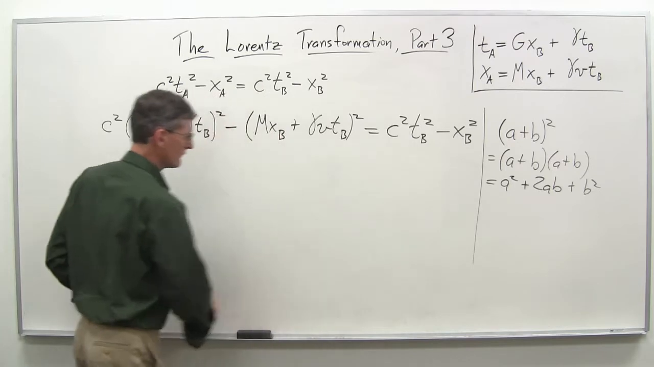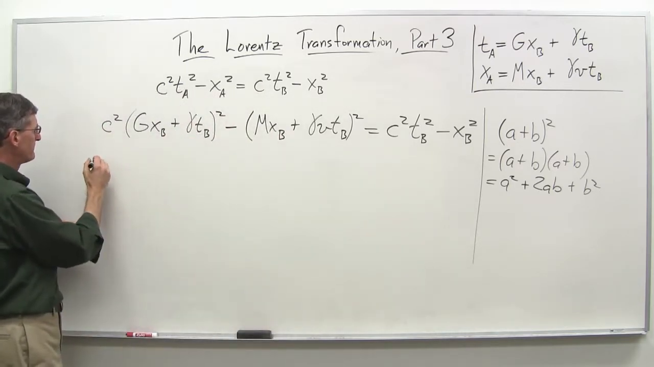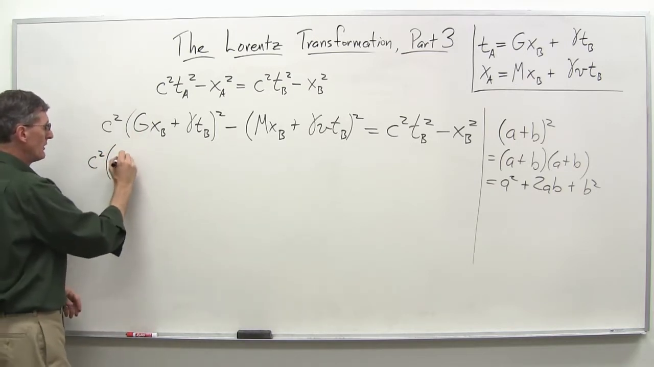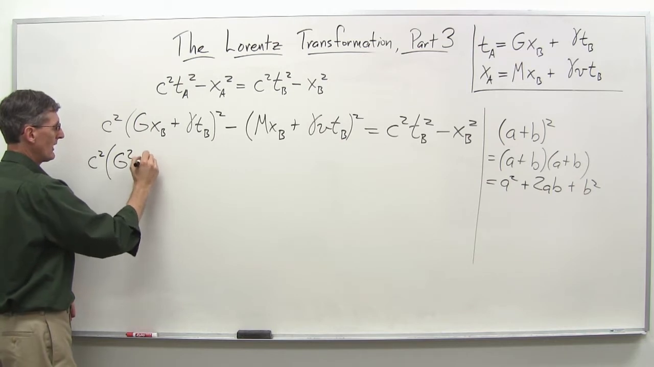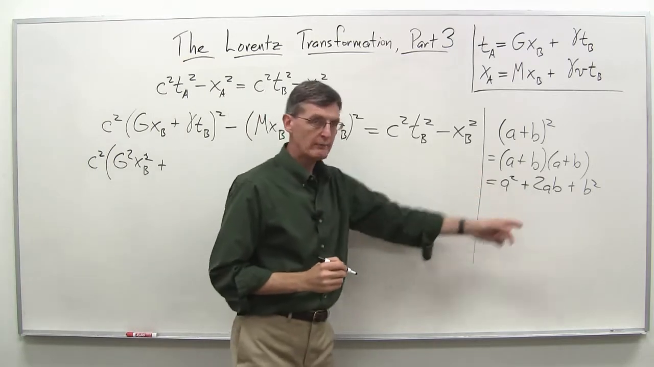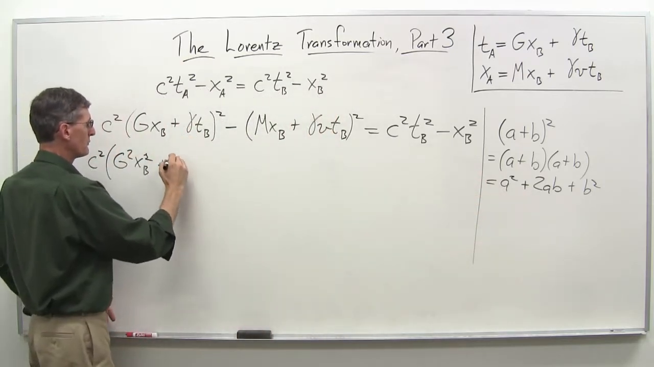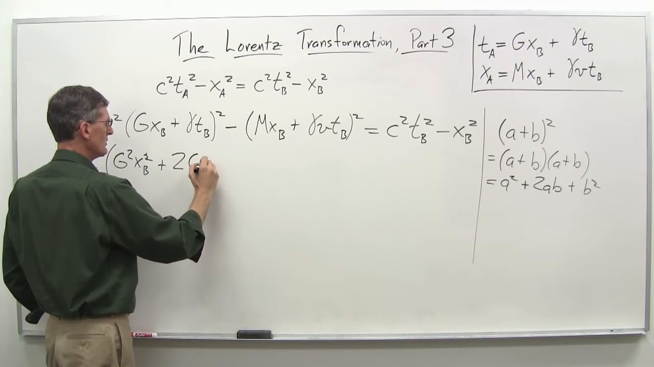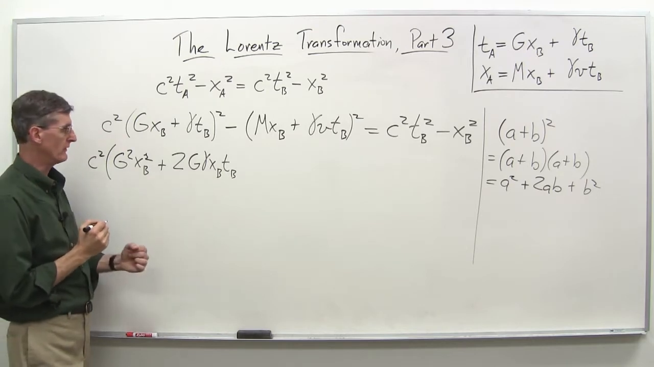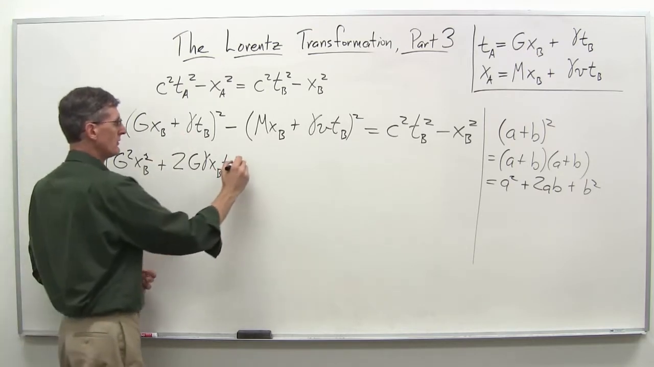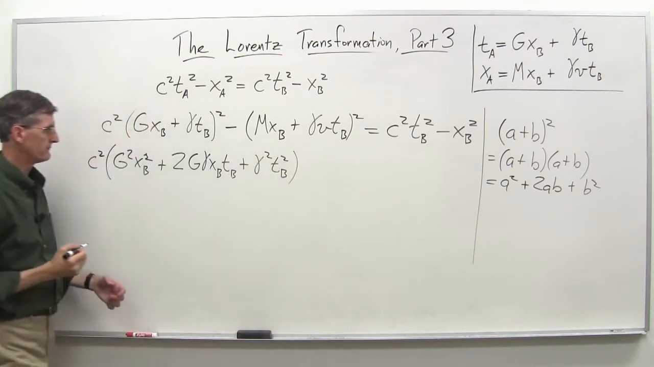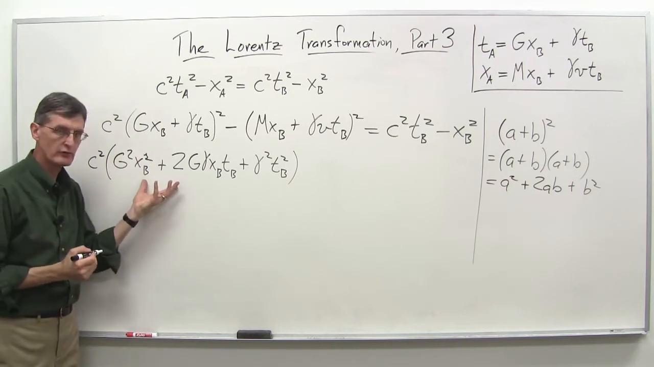So I'll leave that up there for a minute to remind you of that. So let's multiply this out. So we've got a c squared, so from that form, I'm going to have a g squared xb squared, plus the 2ab factor. So 2 times that, so plus 2 g gamma xb tb. I just sort of moved the terms around in there, which of course we can do. Plus gamma squared tb squared. Okay, so that's what I've got for my first term here.